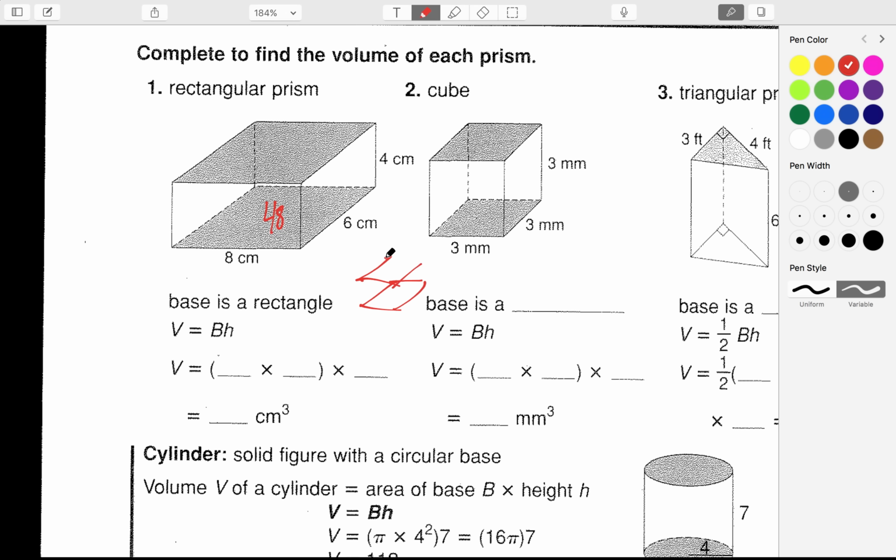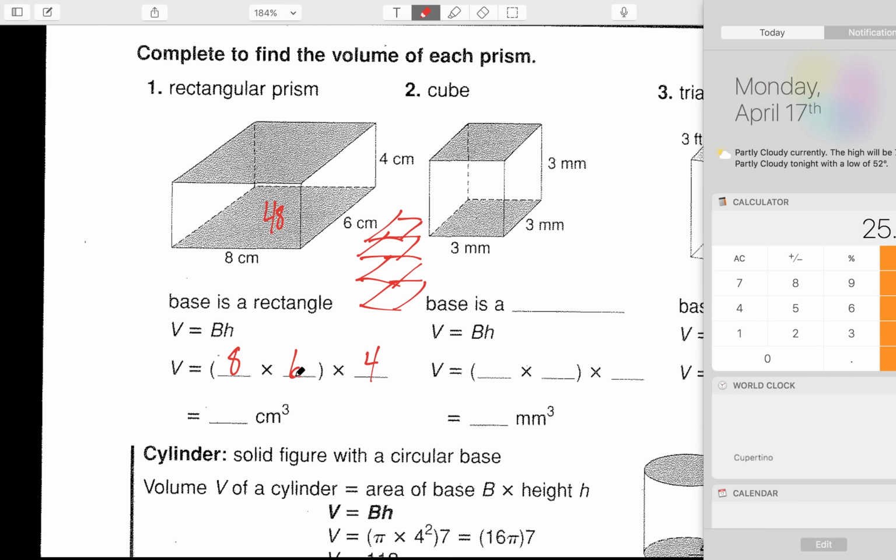think of it as keep on stacking the same size paper. If I keep stacking the same paper over and over, eventually it's going to stack up to where it's an actual block of paper. So all you're doing is finding the area of this square, and then what's the height. So you have 8 times 6, and then times 4. So this becomes 48.